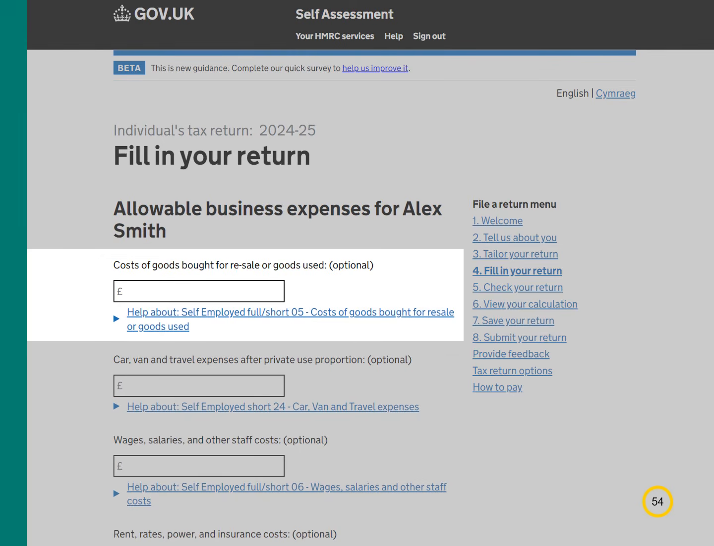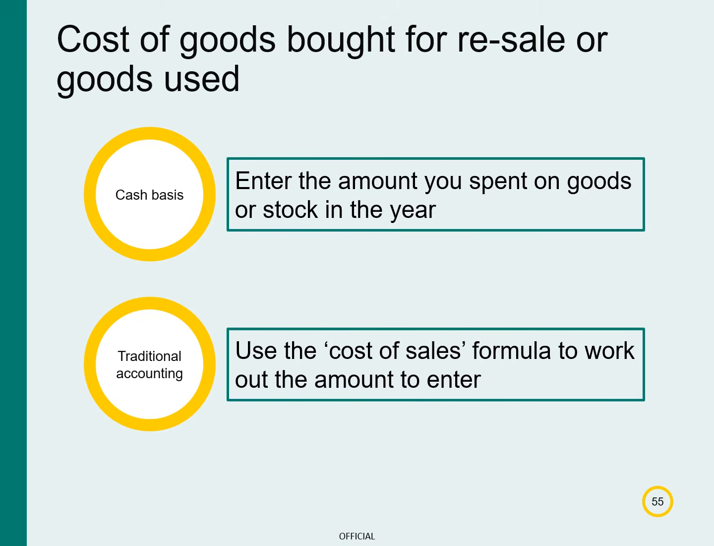For those of you who produce goods or carry stock to sell on to customers, you need to make an entry here. If you use cash basis, enter the amount you spent on goods or stock in the year. If you use traditional accounting, there's a formula for working out the cost of goods bought for resale, and it's known as the cost of sales formula. I'll show you an example.